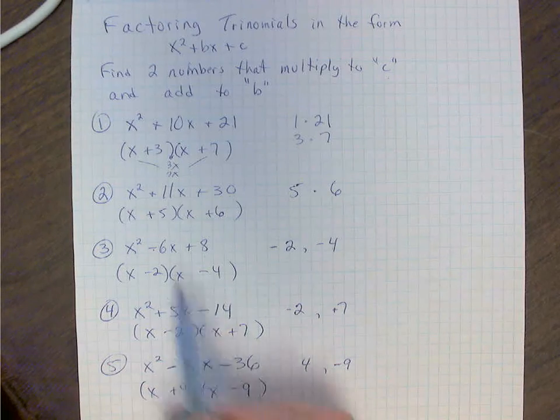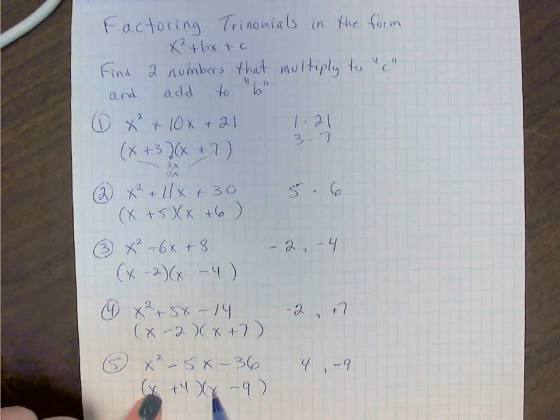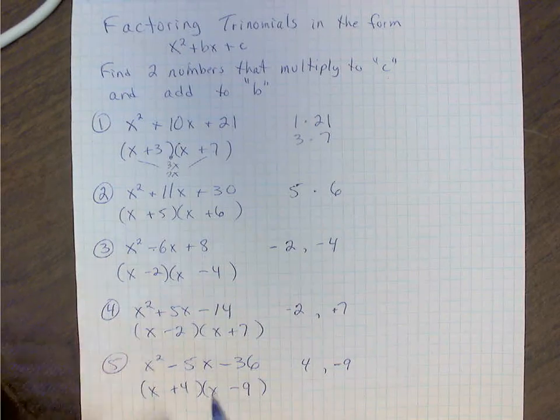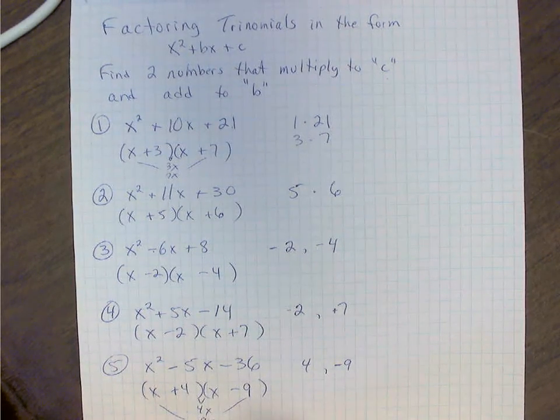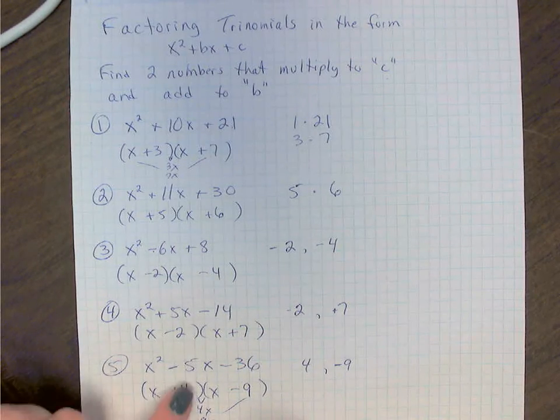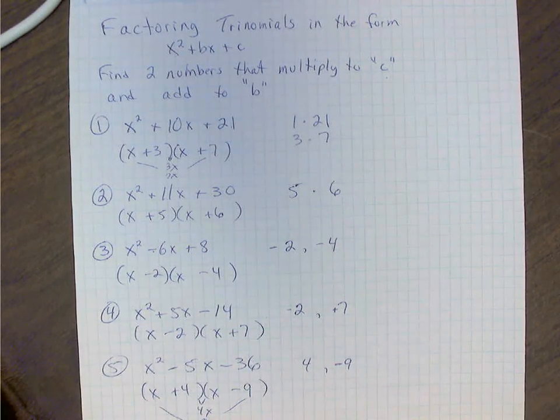Again, I'll check just on the last one. First, x times x is your x squared. Your outside and your inside are 4x, negative 9x. That adds to negative 5x. 4 times negative 9 was negative 36.